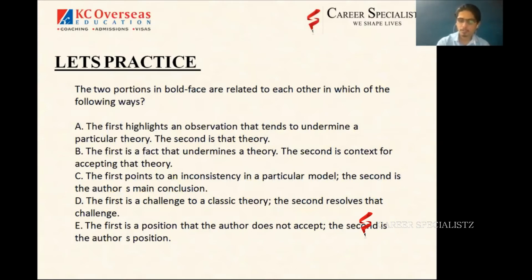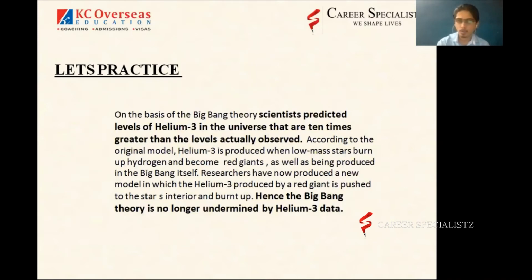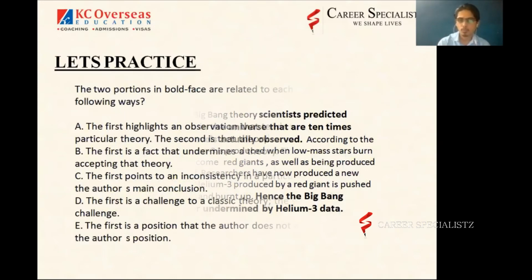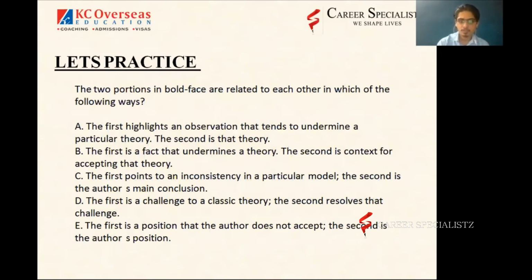So the reason these 2 lines were highlighted in bold is because we had a question based directly on these 2 sentences. Out of the 5 options, we have to select one correct answer choice for the given question. The best technique we can incorporate here is to start eliminating all the wrong answer choices that we can find. Option A says that the first sentence highlights an observation that tends to undermine a particular theory. The second is that theory.